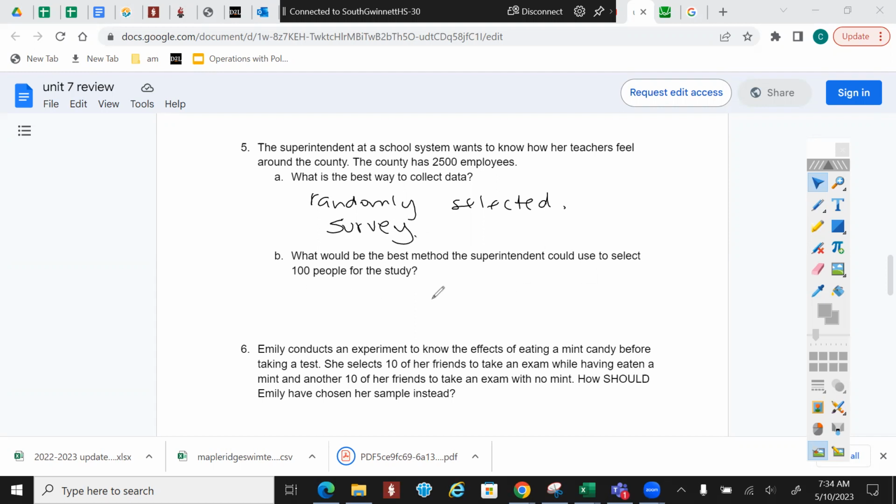In order to pick 100 people for the study, they would probably number the employees, which they already do in the first place. And then they would want to make sure that they pull cluster sampling. And the reason why I say cluster sampling is because each school is a little different. How somebody feels at South Gwinnett might be a little bit different from how they would feel at North Gwinnett. Does that make sense? There is a North Gwinnett.